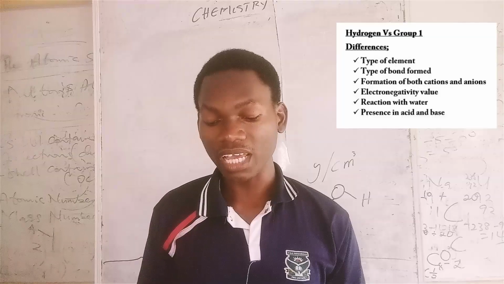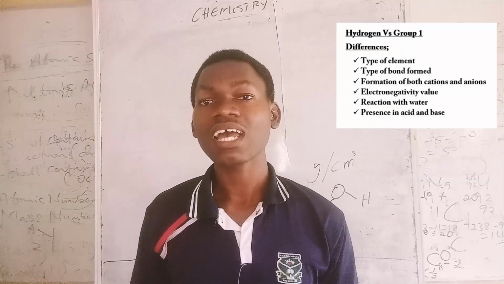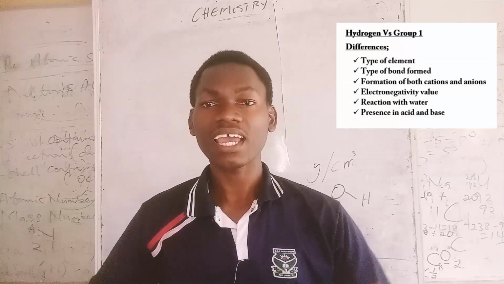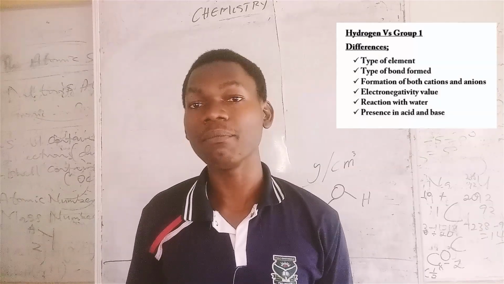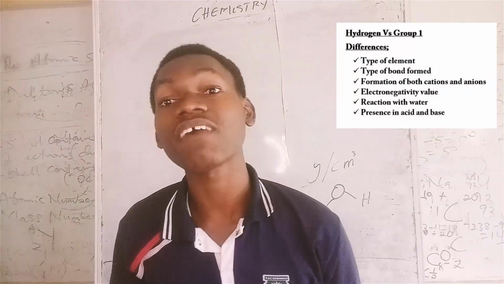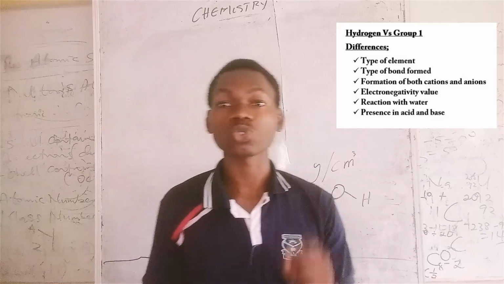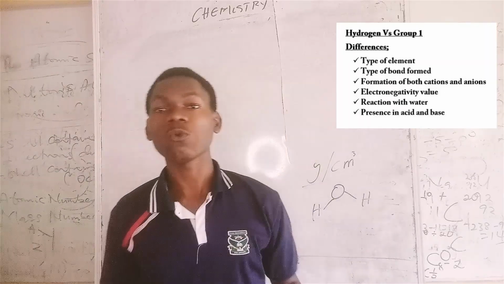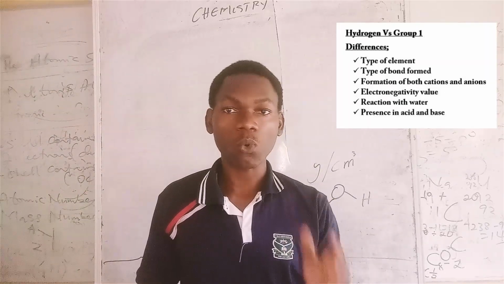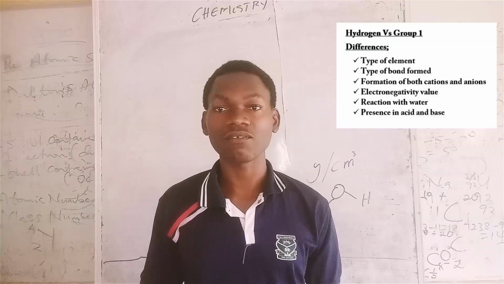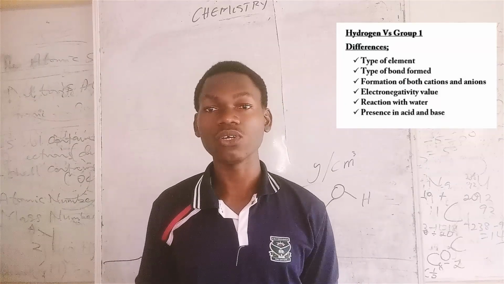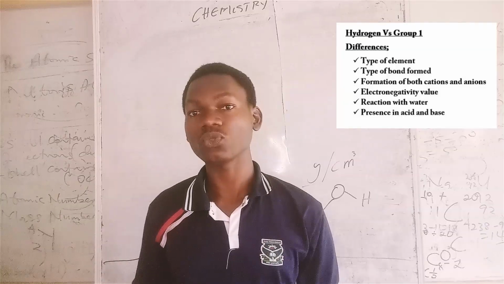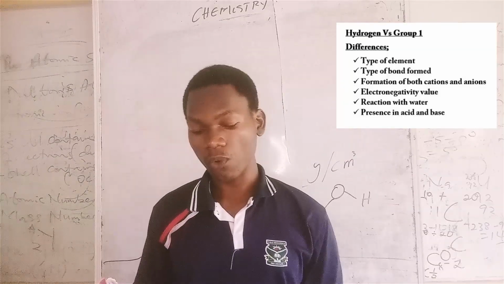The next one is the electronegativity value. Hydrogen has a higher electronegativity value than all other group 1 elements. In fact, the electronegativity value of hydrogen is 2.1, but all other group 1 elements range from 1 to 0.7. You can see the wide difference in electronegativity value. So this aspect is a difference between hydrogen and group 1 elements.